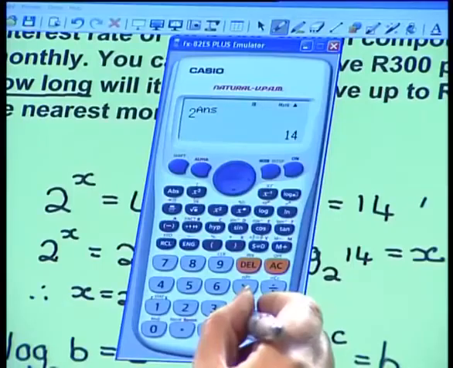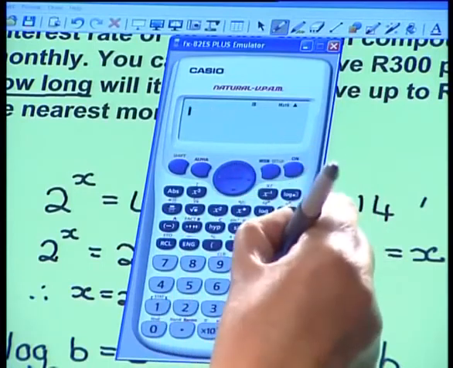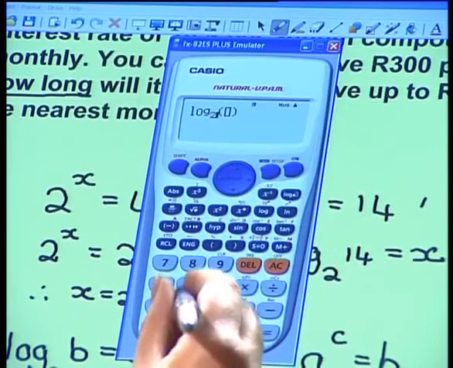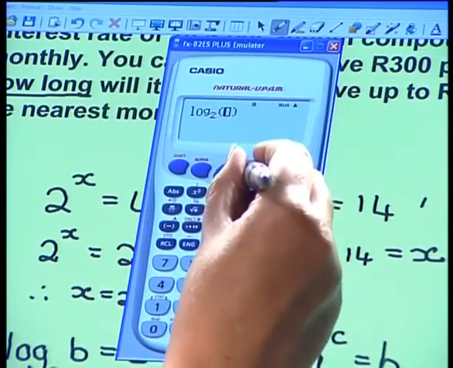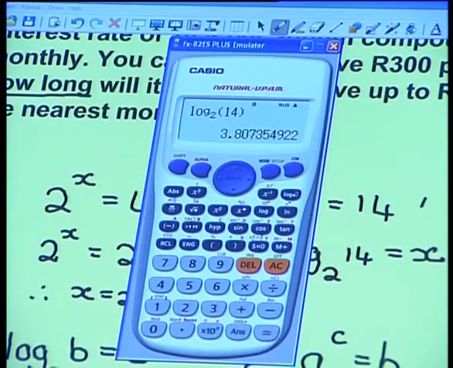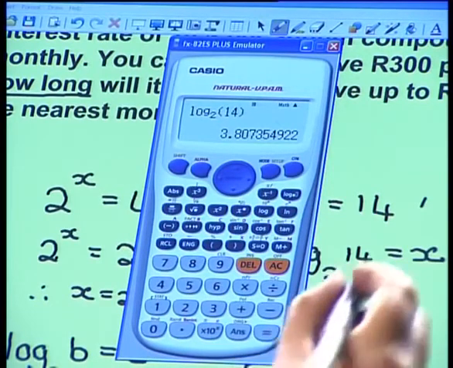So going back to that, let's go back to this and let's use it, just do it again so I can write the answer in for you. Let's pull that up. It's base 2 of 14, and I get that. And of course, you can't write down all the displays, so let's go 3.8.